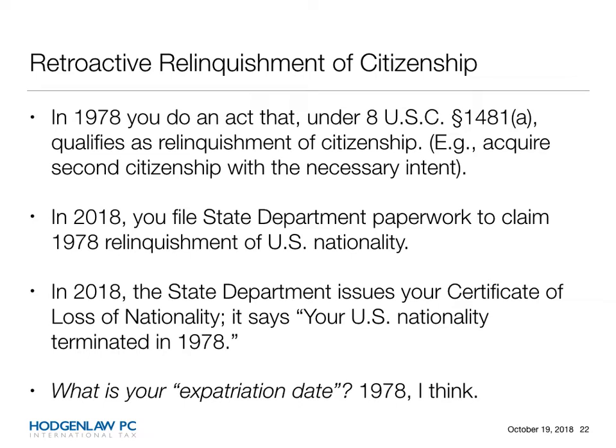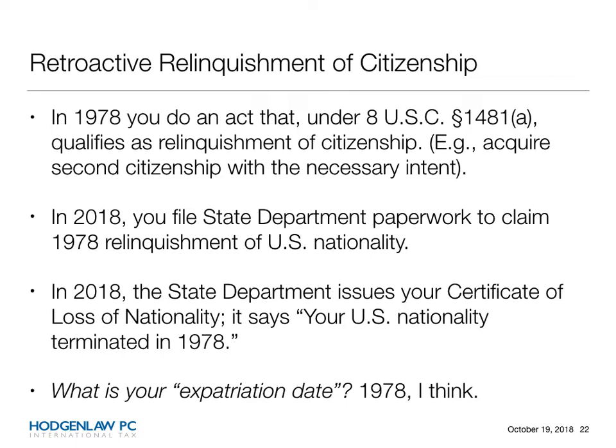So let's just take one of those people. In 1978, this person becomes a Canadian citizen and swears allegiance to the Queen and all that fun stuff. And you intend by doing that to terminate your U.S. citizenship and stay in Canada forever. In 2018, you get around to doing the paperwork.